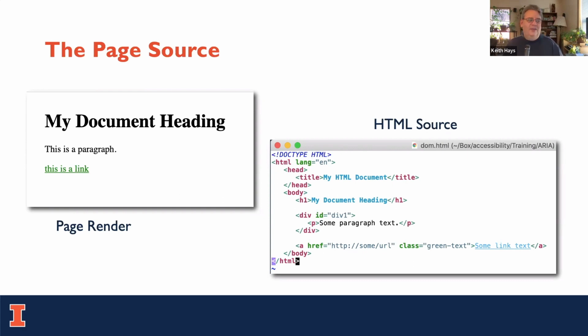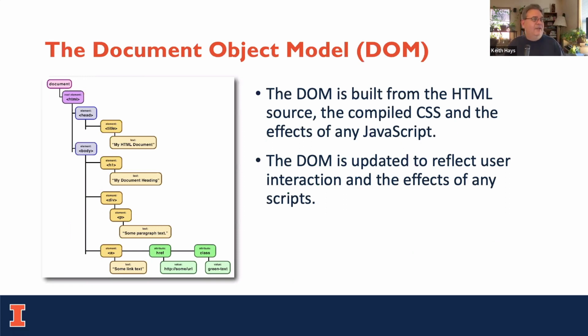Below all that, there's a link. There's an A tag. That href is where it goes. That's the URL. And then we have some link text, and we have a class that is making that text green. So that's kind of what a web page looks like. Very, very simple. This is what the document object model is, what the browser creates.